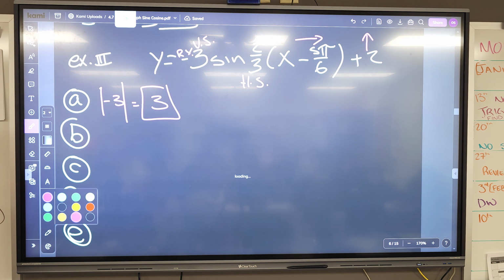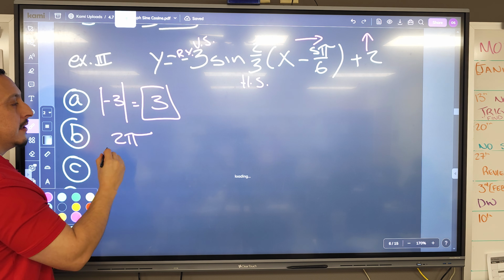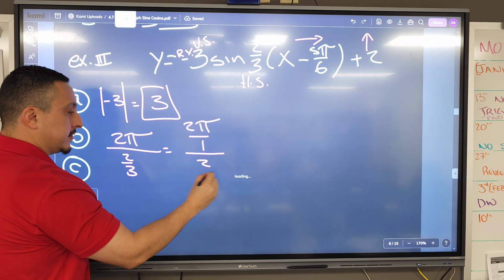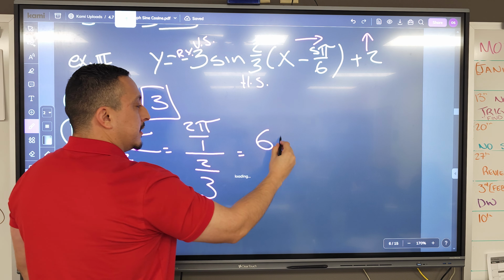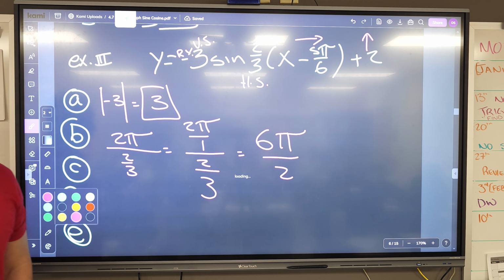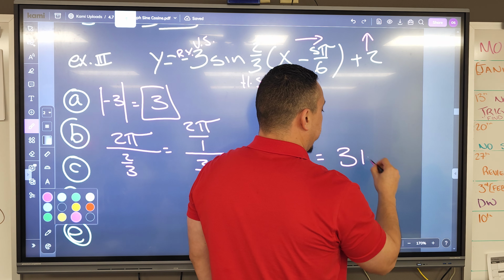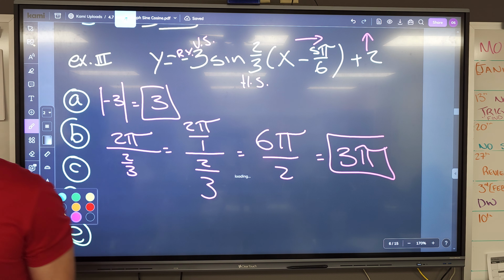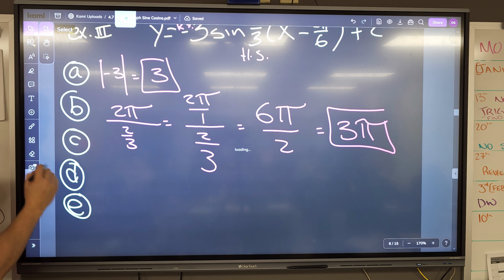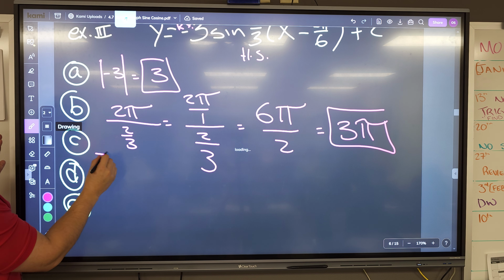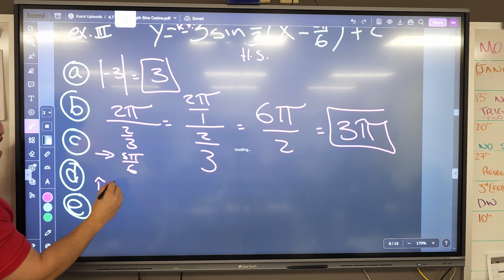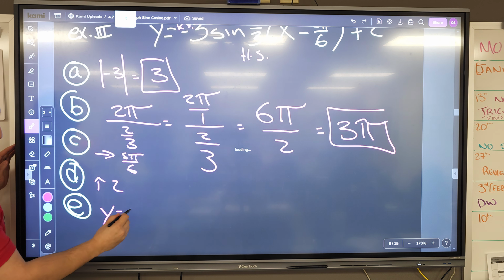And then I'm going to do the period, because I think maybe you had trouble. 2/3. So 2 pi over 2/3. Hamburger, 6 pi over 2. The difference here is you can divide 6 and 2, so 3 pi. It's a hamburger, works every single time. And then we already answered C and D: 5 pi over 6, and up 2, and y equals 2.